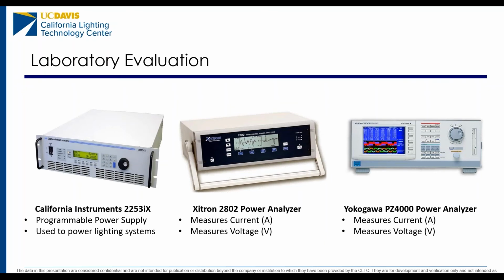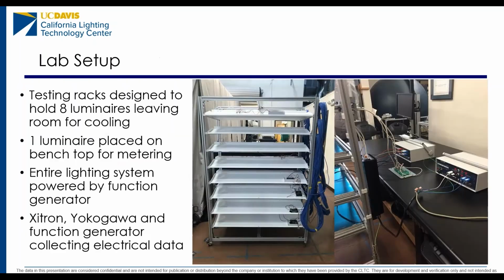So for our laboratory evaluation, we used a California Instruments function generator as a highly stable AC power supply to provide power for the entire lighting system rather than plugging it into mains voltage. And to take electrical measurements, we used both a Zytron 2802 power analyzer and a Yokogawa power analyzer to measure current and voltage at various points throughout the system.